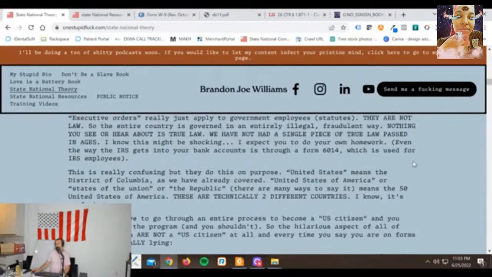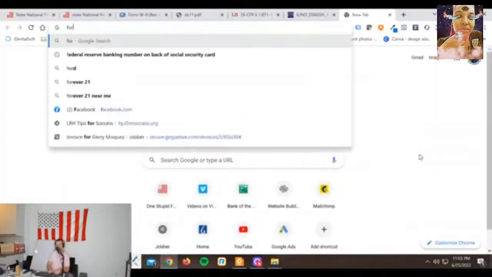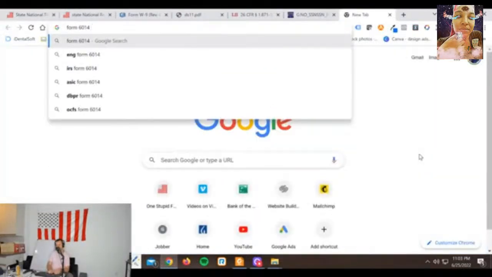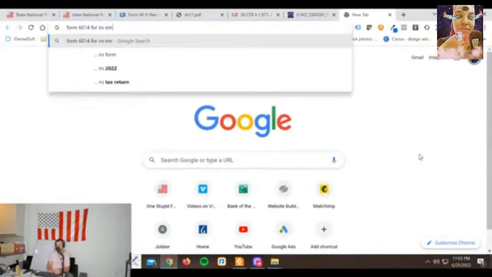Even the way the IRS gets into your bank account is through a Form 6014, which is used for IRS employees. So if you want to look that up, you can look up Form 6014 for IRS employees.